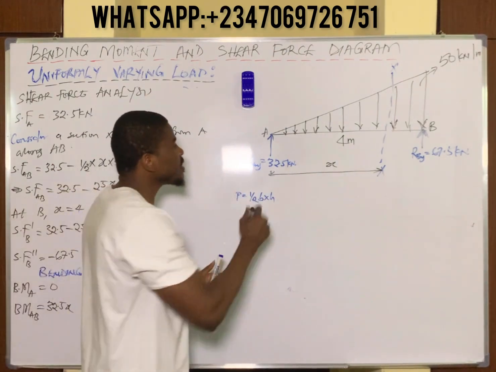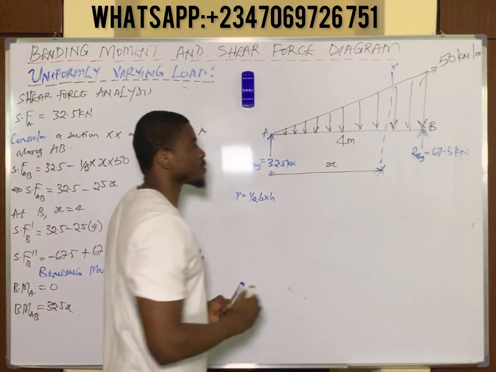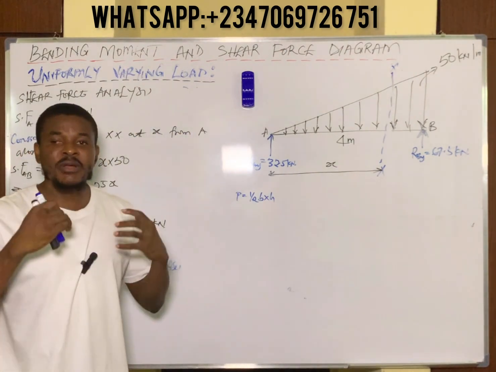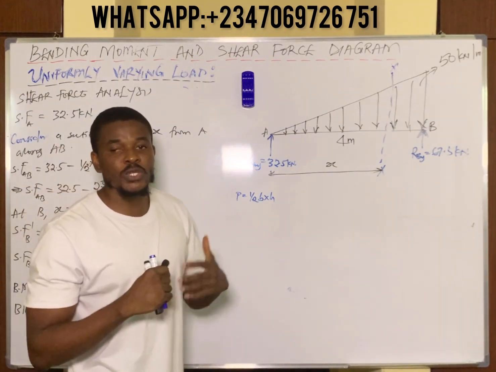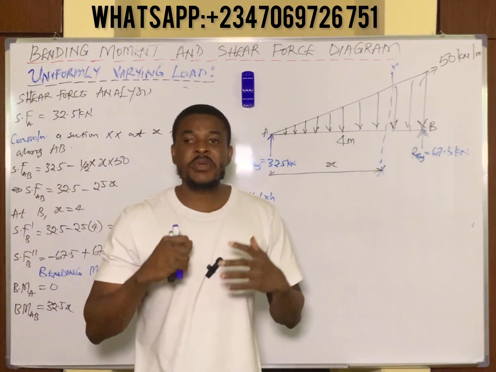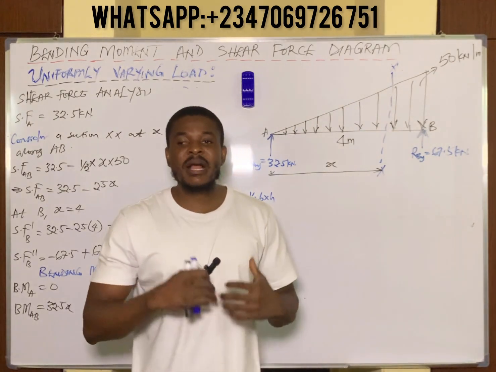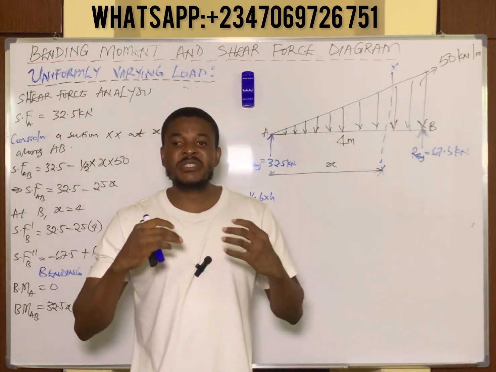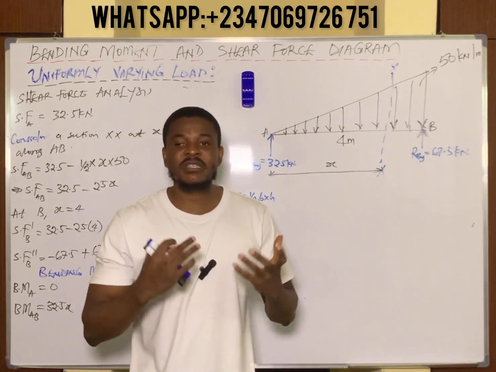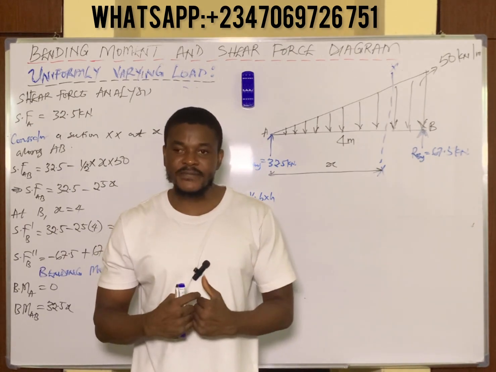Next, we have a uniformly varying load also about the point of section, so we have to take the moment of that load about the point of section. Now, the idea is to form what is called the moment equation. With the help of the moment equation, we can find the point of contraflexure. The moment equation also tells us the nature of the bending moment diagram itself.